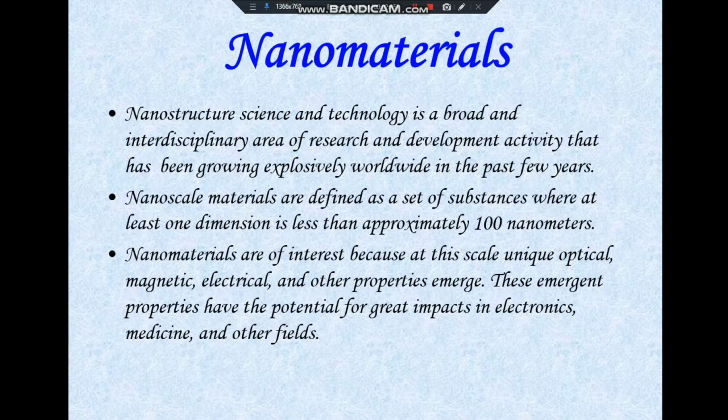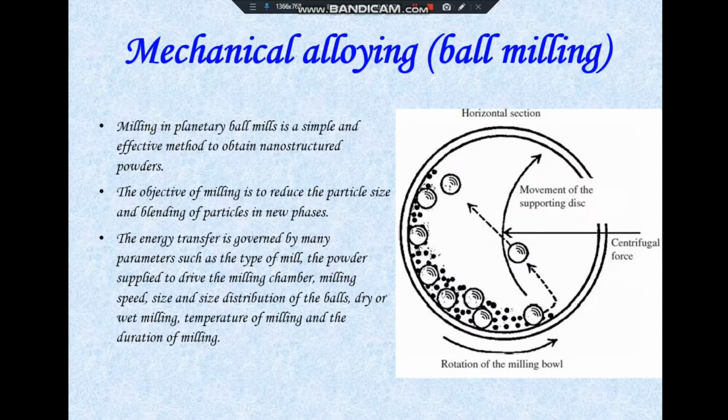Now we jump to talk about milling, or mechanical alloying, or ball milling. Milling in planetary mills is a simple and effective method to obtain nanostructured powders. The objective of milling is to reduce the particle size and the blending of particles in new phases. So milling gives us new phases and we go from micro to nanomaterials. While milling, particles are rubbed with each other and with balls, so that action creates energy.